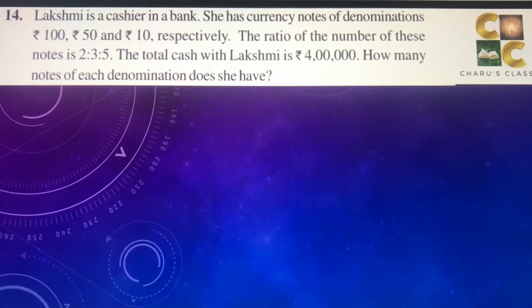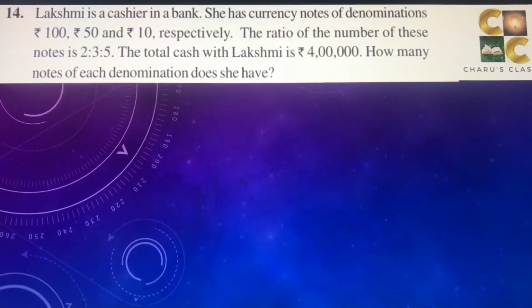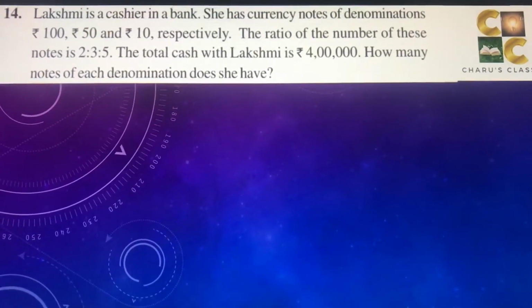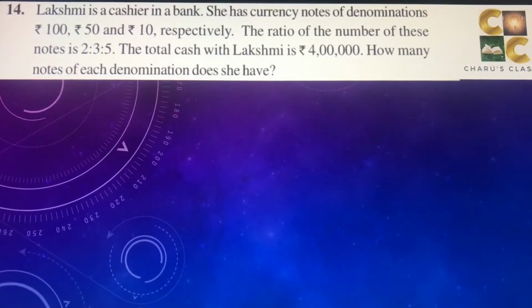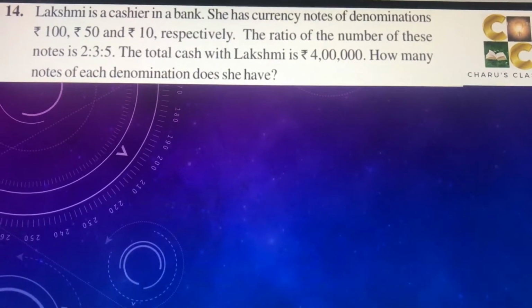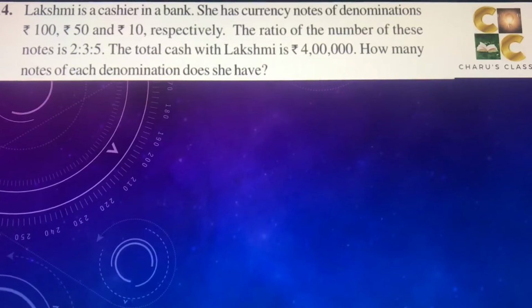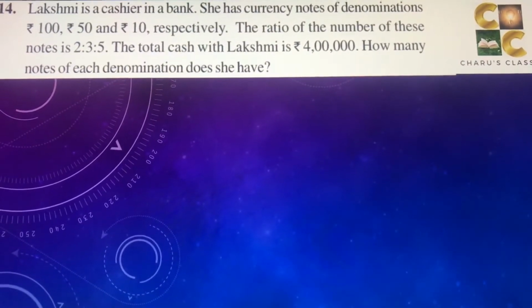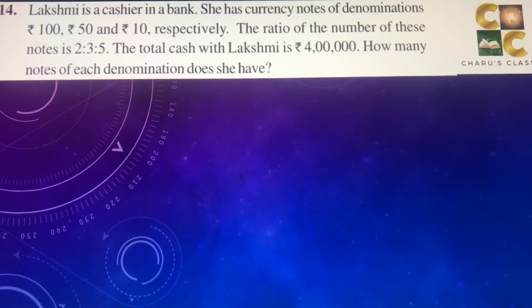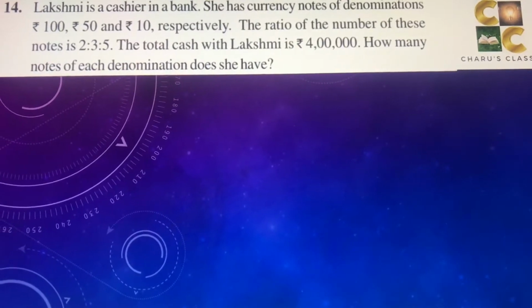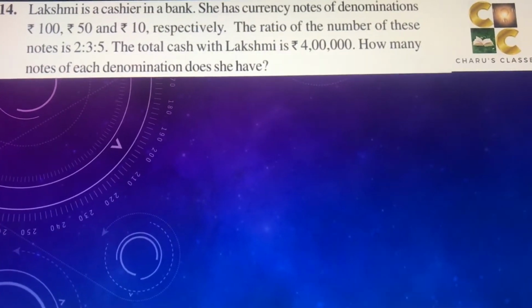Question 14. Lakshmi is a cashier in a bank. She has currency notes of denomination rupees 100, rupees 50 and rupees 10 respectively. The ratio of number of these notes is 2:3:5. The total cash with Lakshmi is rupees 4 lakh. How many notes of each denomination does she have?